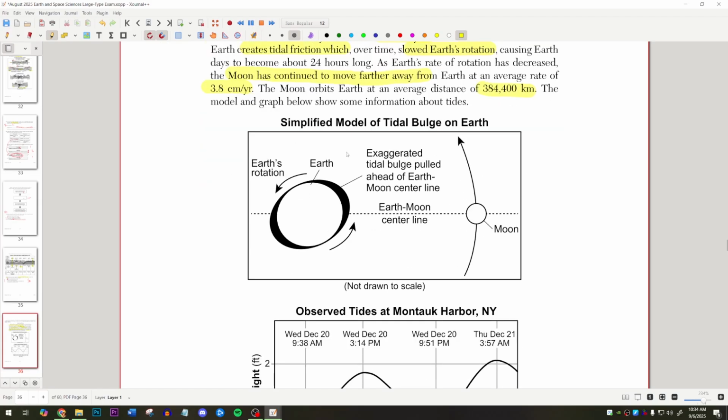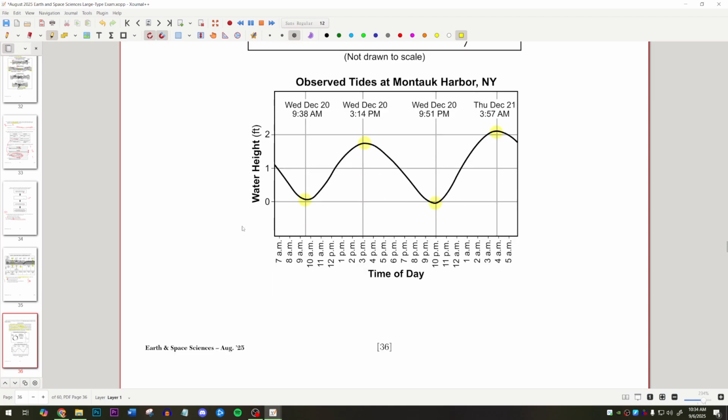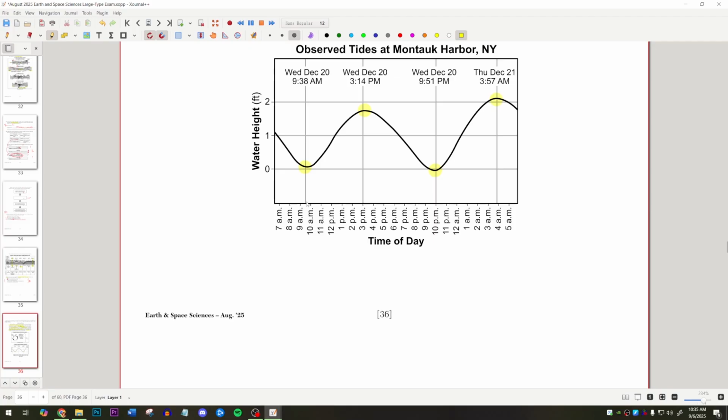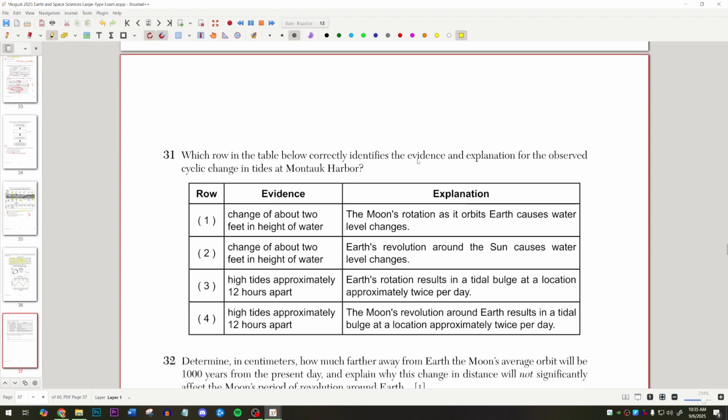And nothing crazy here. Observe tides at Montauk Harbor. So, I mean, they can say, here's the low, here's the low, here's the high, here's the high. Okay. So if we were to just go down, that's here, that one's here, that one's here, and that one's about there. Okay, so let's see. Which row in the table correctly identifies the evidence and explanation for the observed cyclic change in tides at Montauk Harbor?